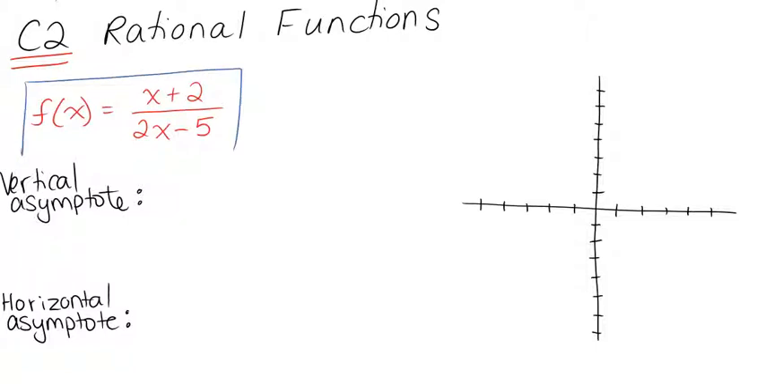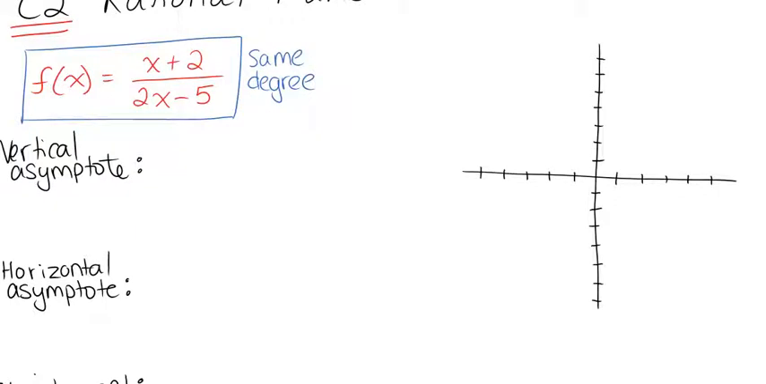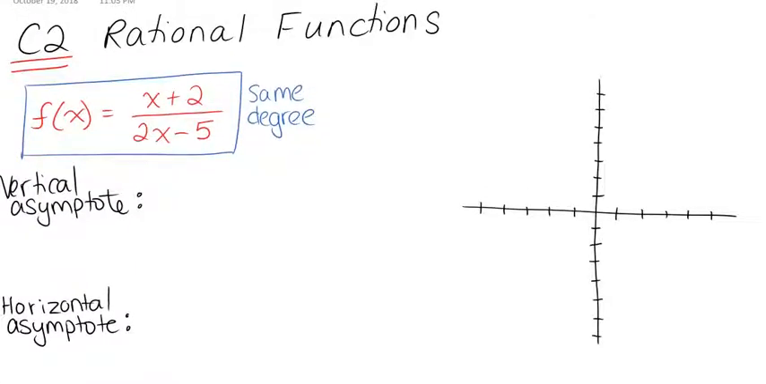So here's our first one. f(x) = (x + 2) / (2x - 5). Okay, so if we just check this out, we can see that it's degree 1 on the top and bottom. So we've got the same degree on the top and bottom. That's something we should notice right away. So let's just find the key features of this function.